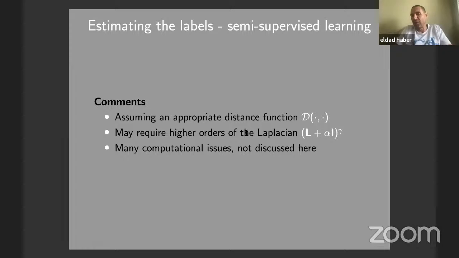Some people who are much more familiar with graphs than me should know that maybe you want a higher order smoothness. For example, you want to maybe do something like L plus alpha I to the power of gamma. So there are many computational issues here, how to do this for large graphs, but these are all solvable, doable. To be honest, you need to put a lot of numerical linear algebra in, but it's not very bad. I mean, we know how to do these things. Okay, anybody who's done reasonable sparse matrix computations knows how to do these kinds of problems.